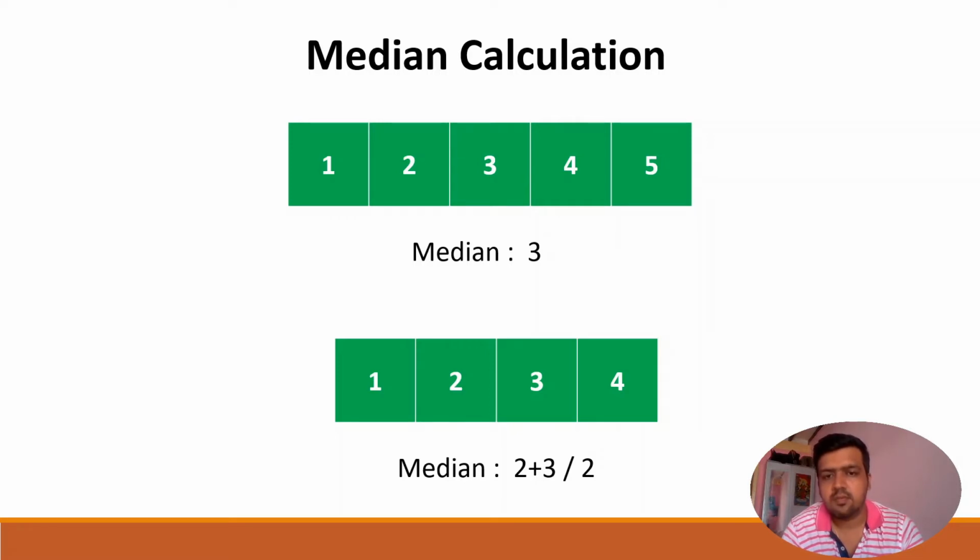But if we have an even number of elements, we cannot directly take the center element as the median, since we have two center elements. So we will take the mean of those two elements, which will be the median of that array. Here we have 2 and 3 as the two center elements, so I will take 2 plus 3 divided by 2, which is 2.5. So 2.5 will be the median. That's what we have to do.